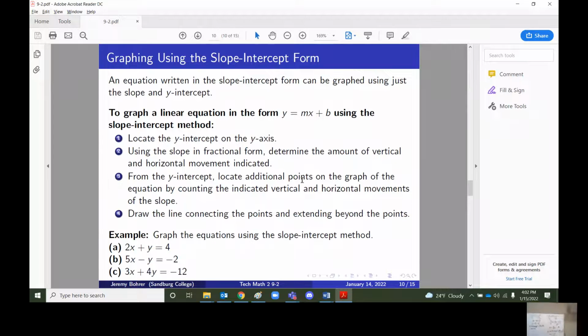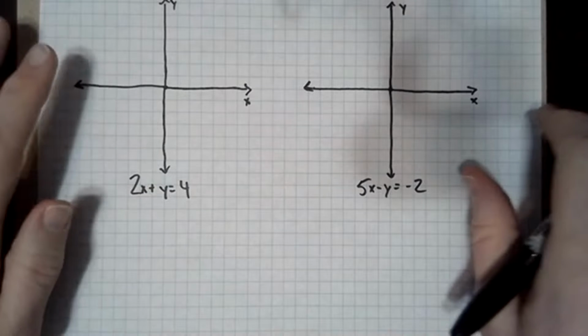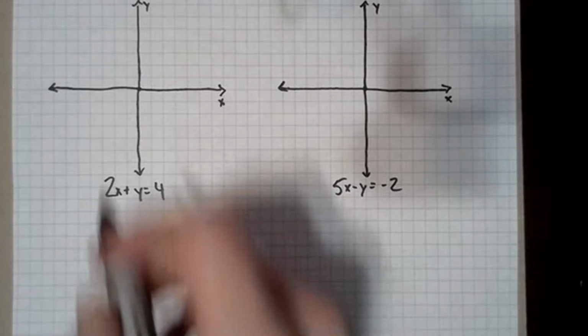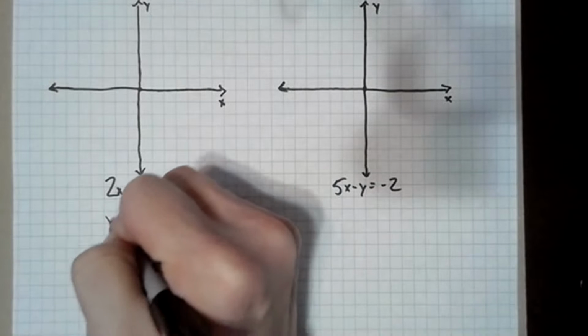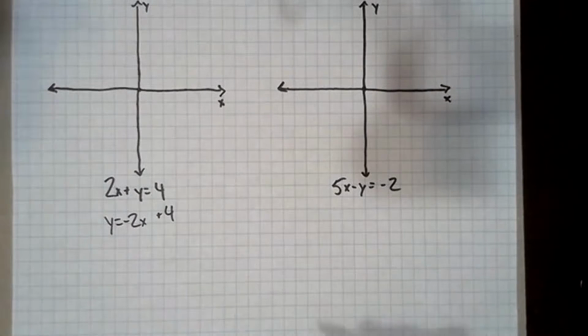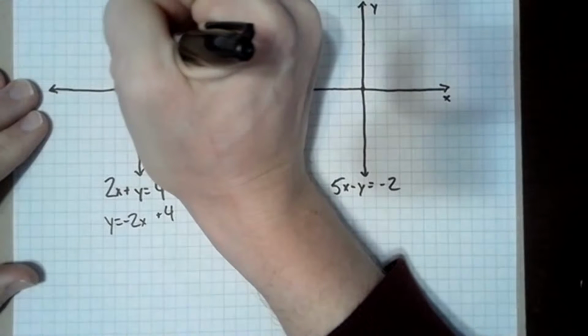So the next problem asks us to graph those three equations using the slope-intercept method. So I've set up some graphs for these. Okay, we've got 2x plus y equals 4, which we saw was equivalent to y equals -2x plus 4. Well, we know that the point 0, 4 is going to be on there.